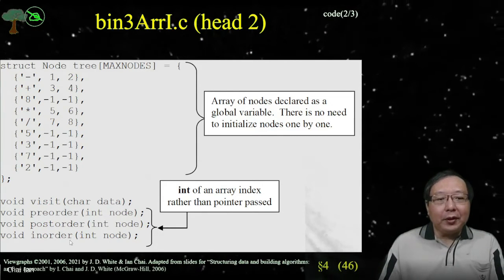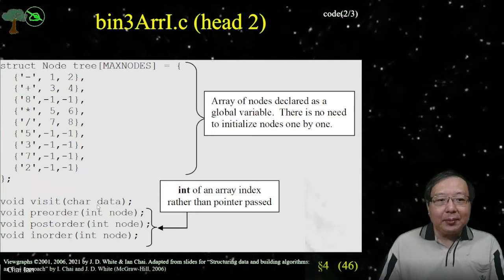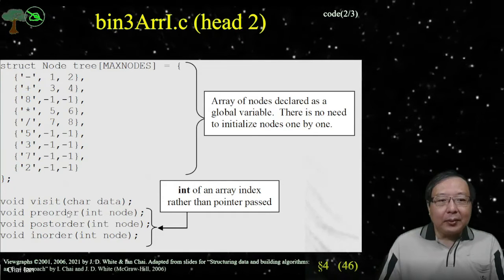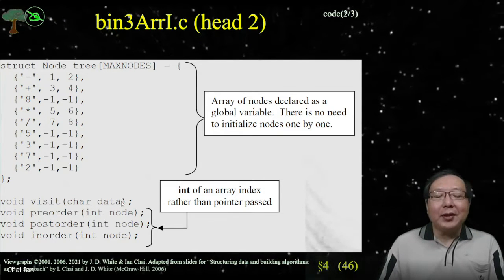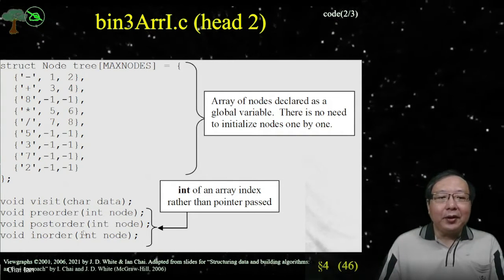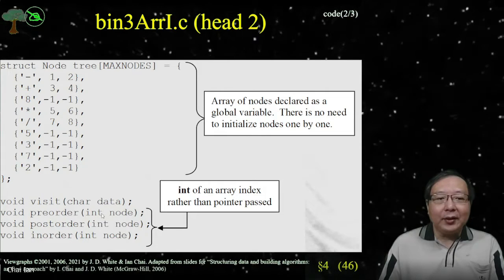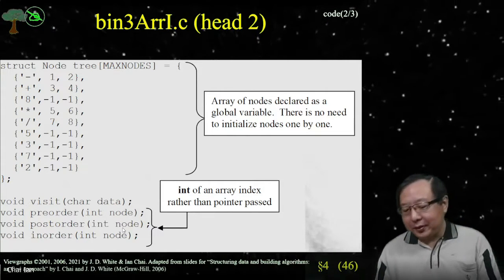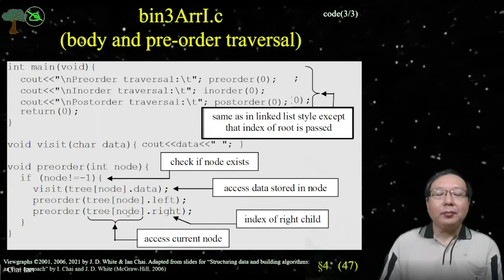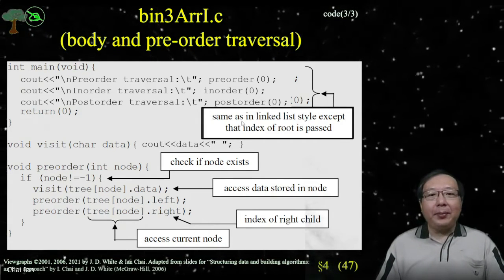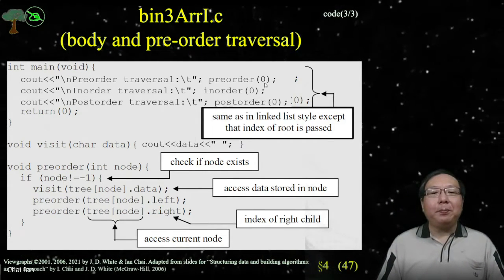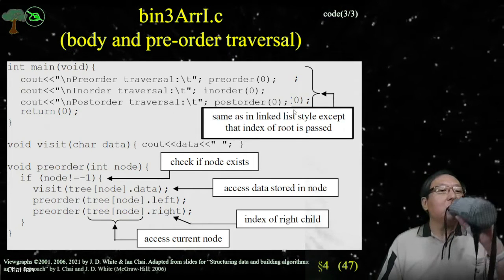So visit, pre-order, post-order and in-order. Visit looks the same, but actually not quite the same, because we are just giving it the data, and the pre-order, post-order and in-order take the integer instead of a pointer. The main looks very much the same, except that instead of passing pointers, we're passing integers.